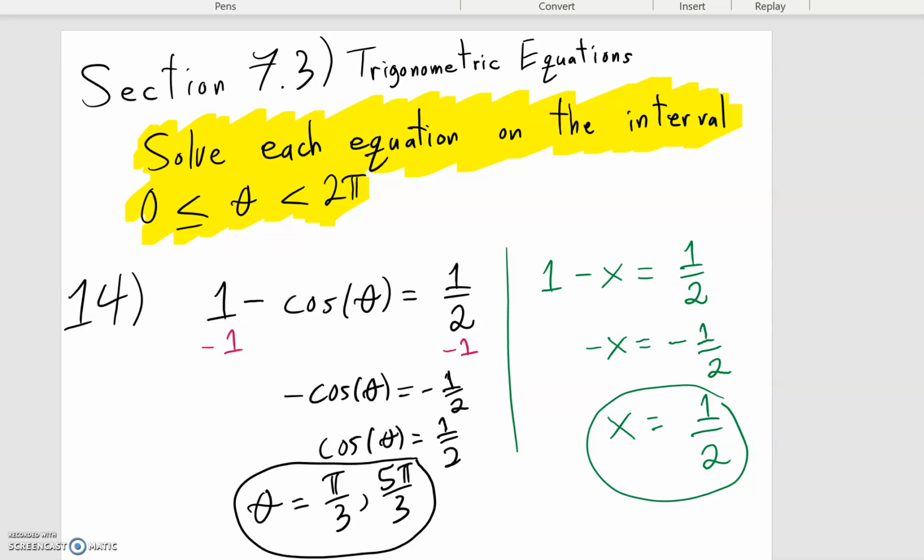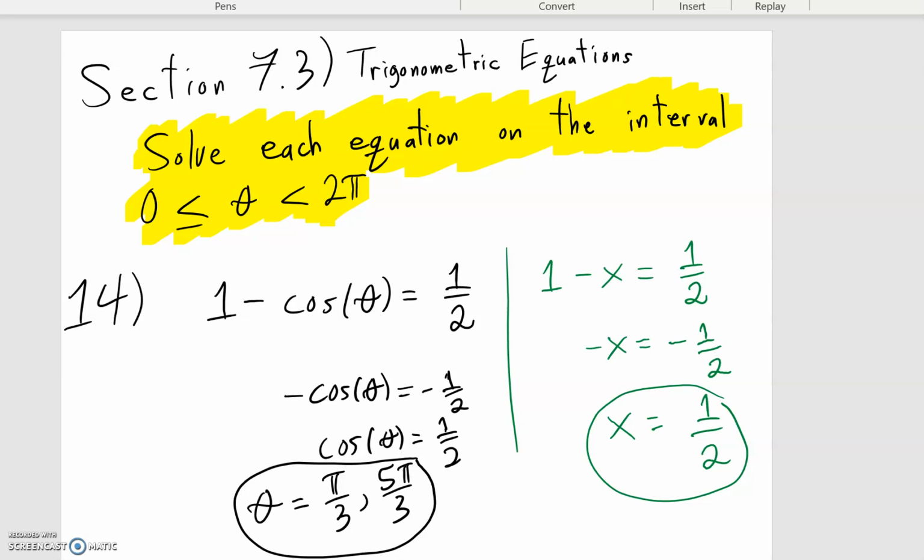So you'll notice here on number 14, I have a problem in black. It says 1 minus cosine of theta is equal to 1/2. So how are we going to solve this thing? I want you to look at the equation in the green directly to the right of our problem. If you had this problem in green, 1 minus x equals 1/2, you would be able to solve this thing. You would use your algebraic operations to isolate the variable x, and then you would be done with it.